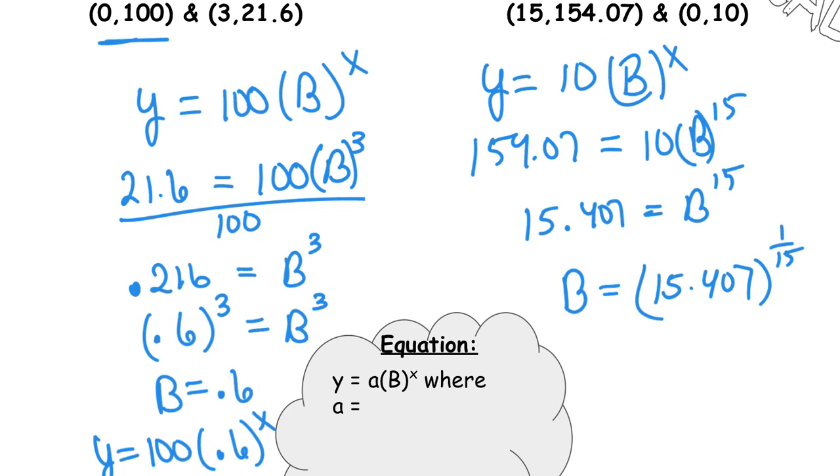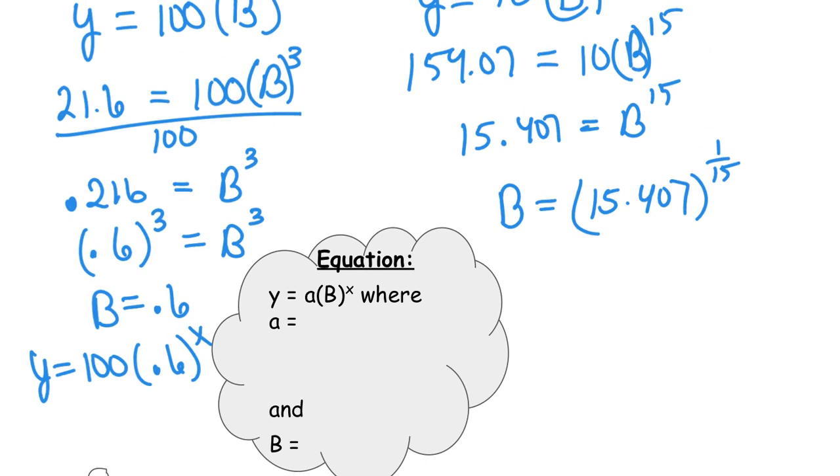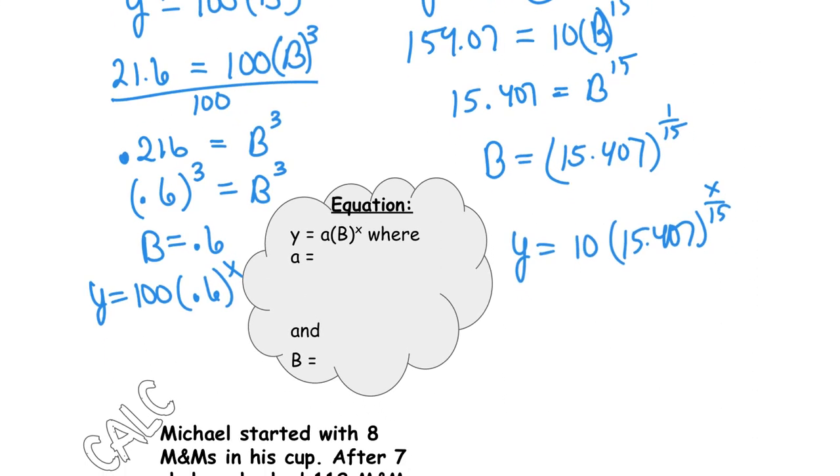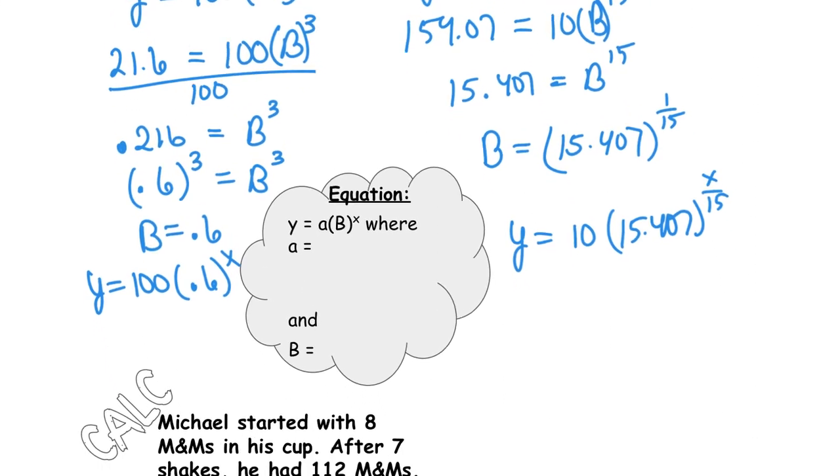I have no idea what that is, and I don't care. Without a calculator, I can just say y equals 10 times 15.407. And remember, this is being raised to the x and the 1/15th, so I can just put x over 15. That means every 15, whatever, years, days, whatever, we're going to multiply by 15.407. Of course, you could have gotten the number, but you're not going to have anything that ugly, so don't worry about it. But it's good for you to see it.